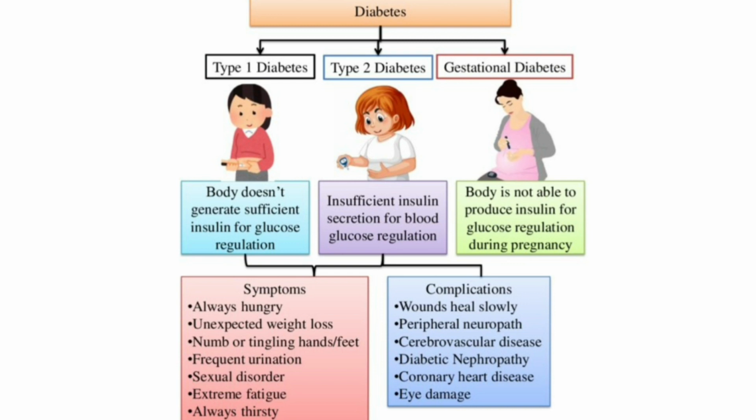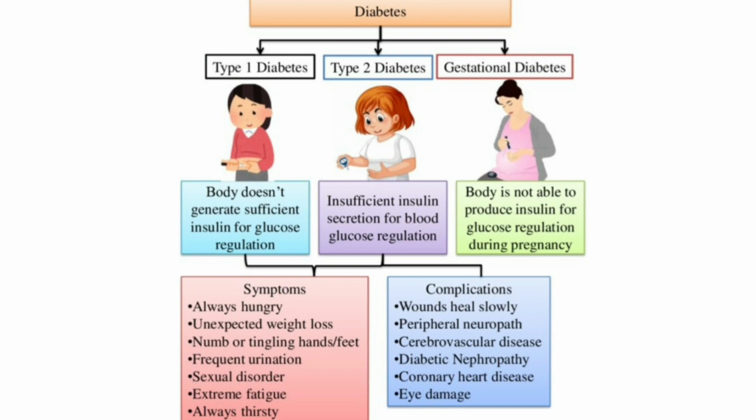The symptoms are more or less the same, like hunger, unexpected weight loss, numbness and tingling of the hands and feet, frequent urination, sexual disorders, extreme fatigue, always thirsty. These are the common things. And the other complications you can see are slow wound healing, peripheral neuropathy, cerebrovascular diseases, diabetic neuropathy, coronary heart disease, eye damage, etc. These are very common.